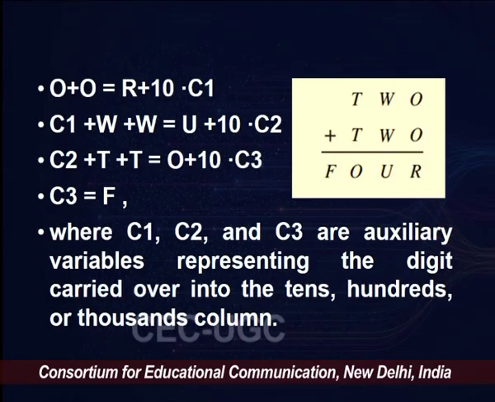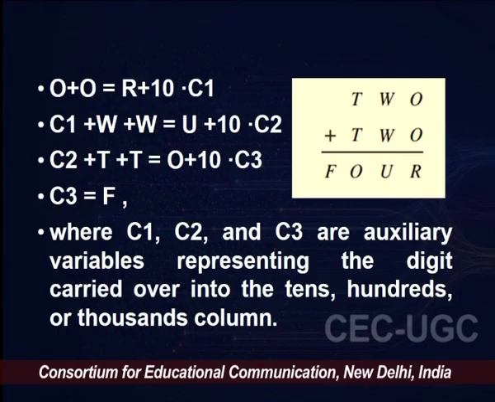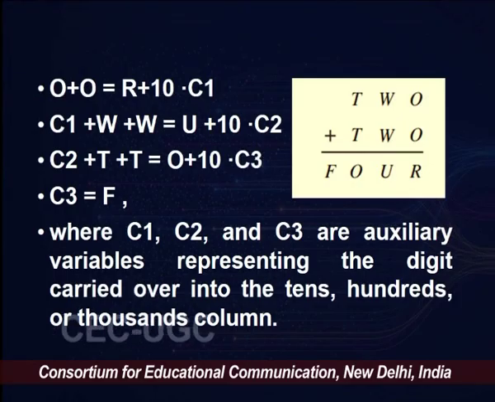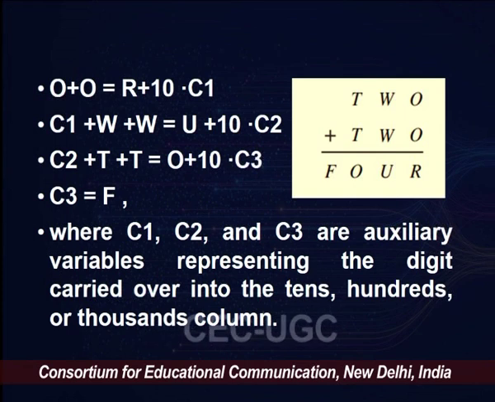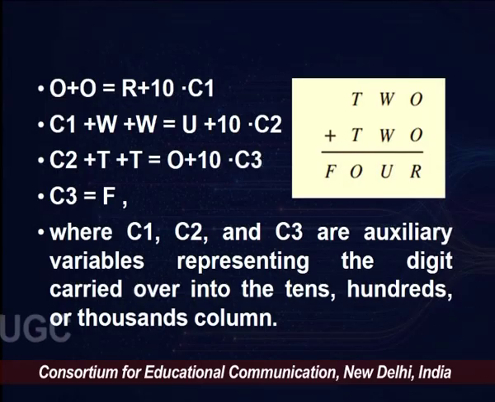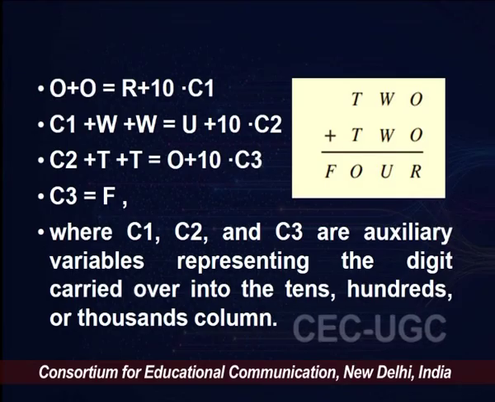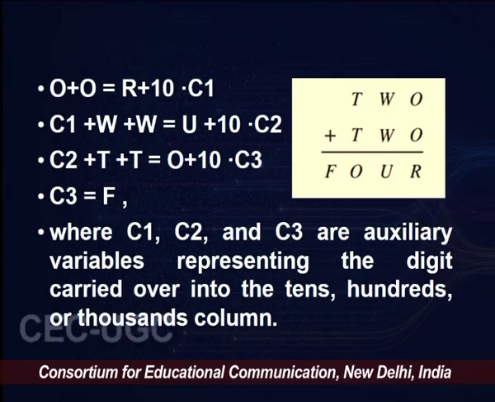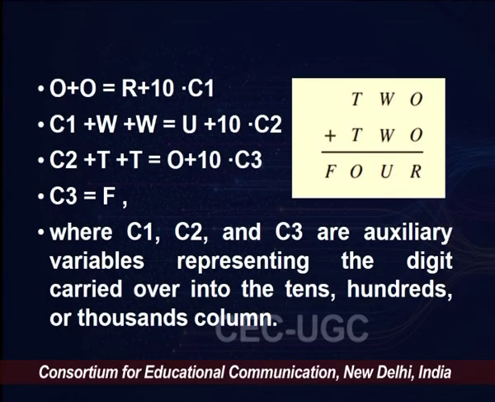Now, coming to the next column, W plus W has got a carry which is represented by C1. So, C1 plus W is going to equal U, plus it may generate another carry, which will be C2. Again, in order to accommodate the value of C2 as either 0 or 1, we write it as U plus 10 dot C2. In the similar manner as we wrote O plus O equals R plus 10 dot C1, here we write C1 plus W plus W equals U plus 10 dot C2.